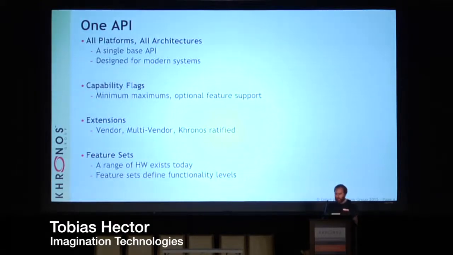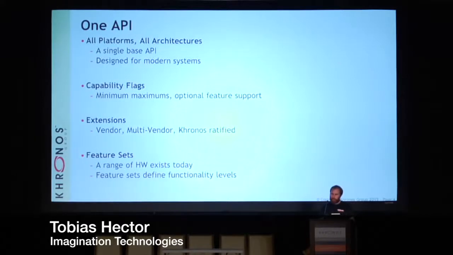That doesn't necessarily mean that there aren't differences between these platforms. I mean, you've got OpenGL ES 3.1 as sort of a baseline on mobile, and OpenGL 4.5 is the top end on desktop. And so there's capability flags in the API to cover this, which is your typical sort of minimum maximums like you had in OpenGL and sort of optional feature support as well. And when I say optional feature, this typically means something that could be supported by everyone. No one's architecture is locked out from doing them, but they're not available on all platforms yet for whatever reason. There's also extensions, which will come in the normal flavors of vendor, multi-vendor, Khronos ratified.